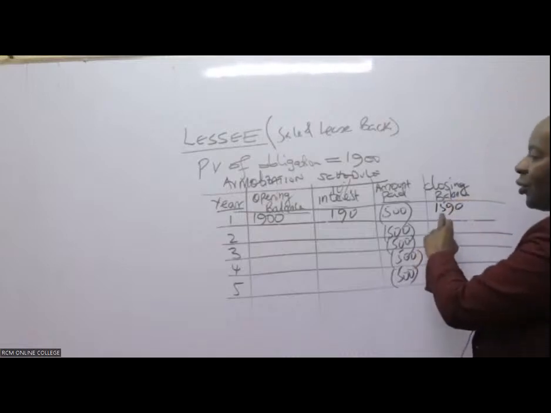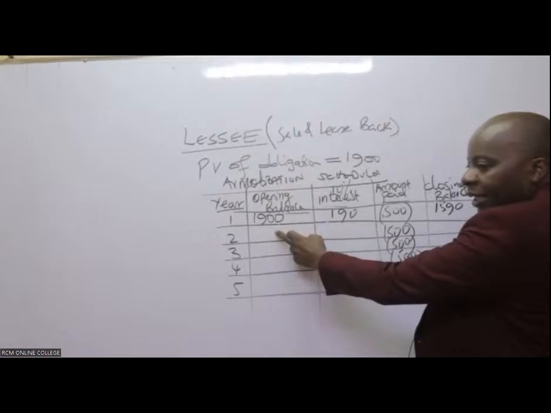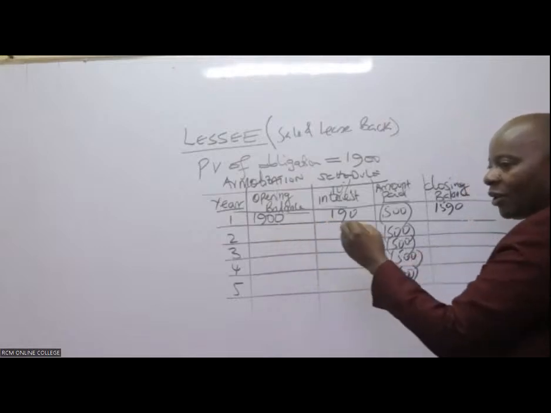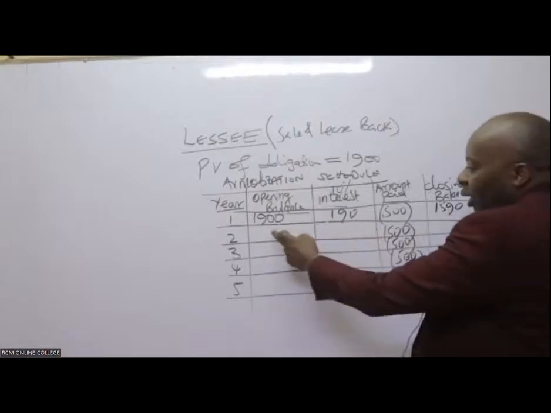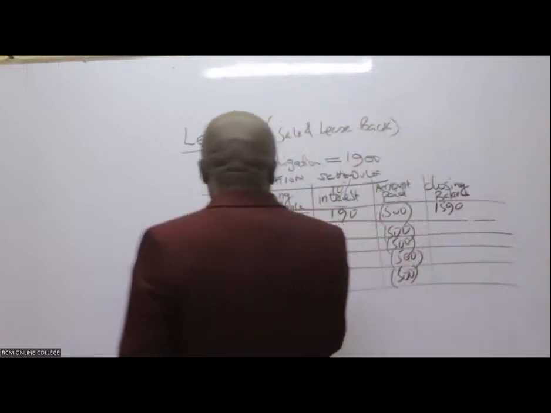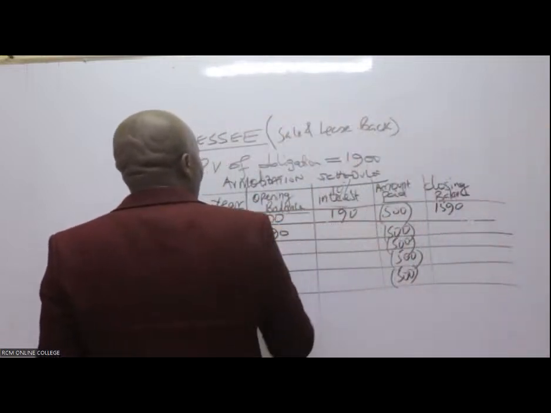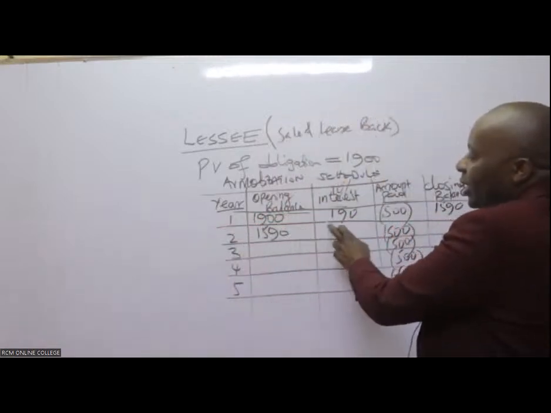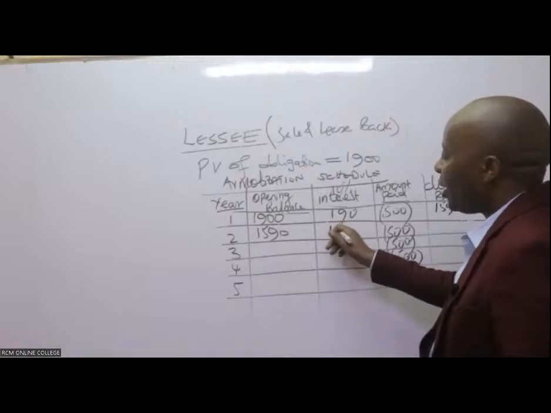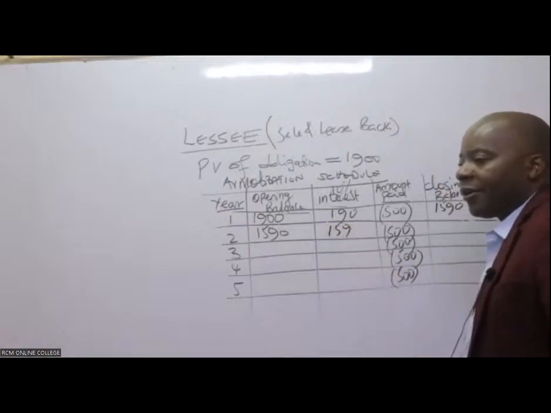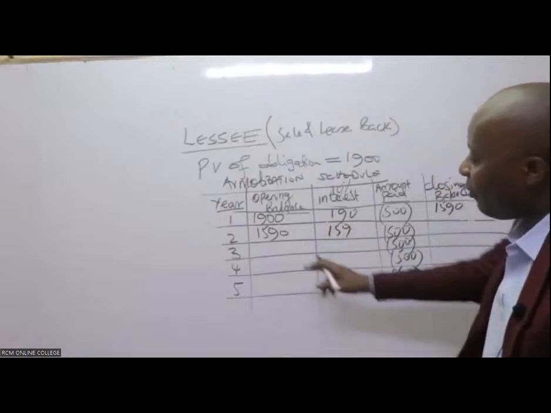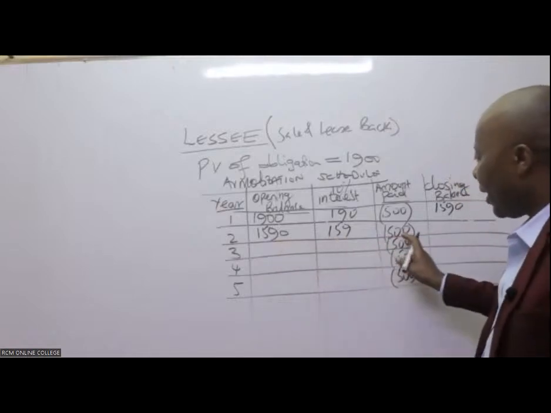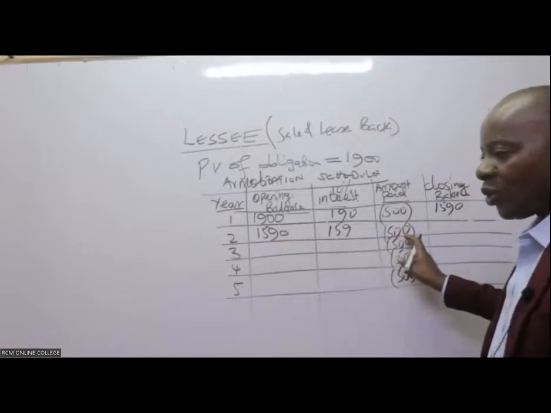So this 1,590 is what we carry forward here, isn't it? I hope you're together. So we have 1,590 here. Could you kindly give me interest on this 1,590? The interest here will be 159. So we have 1,590 plus 159 minus what we pay in year 2.